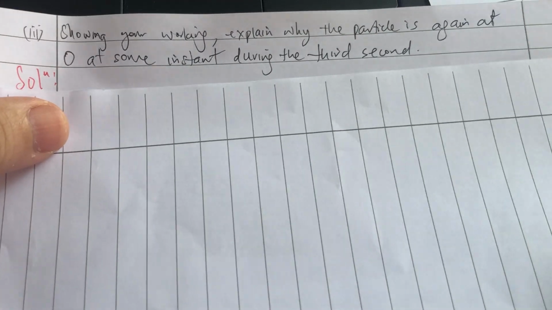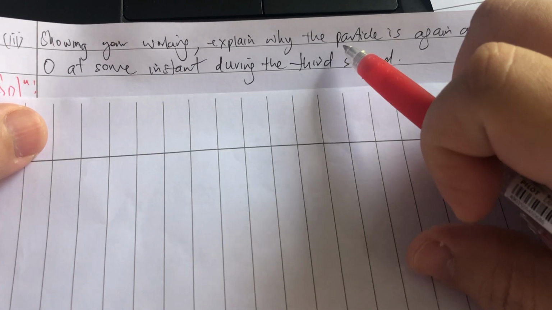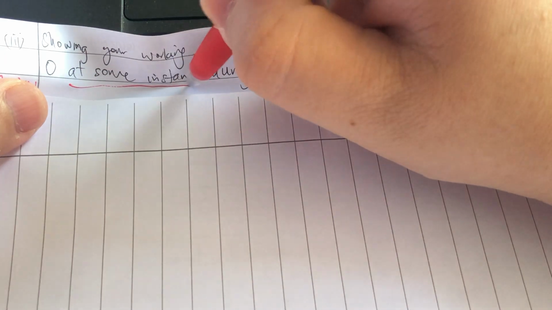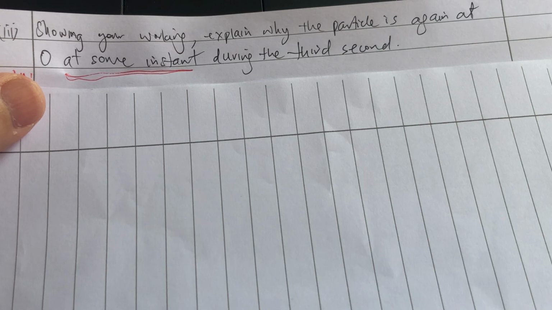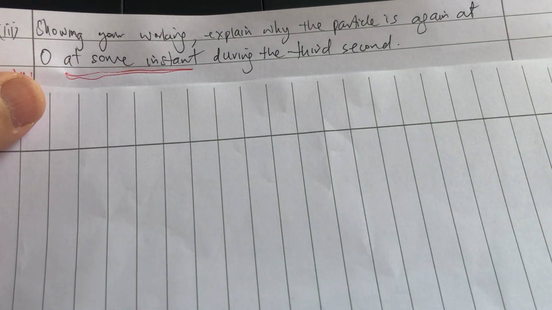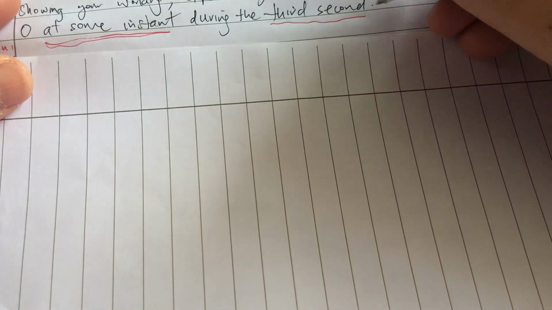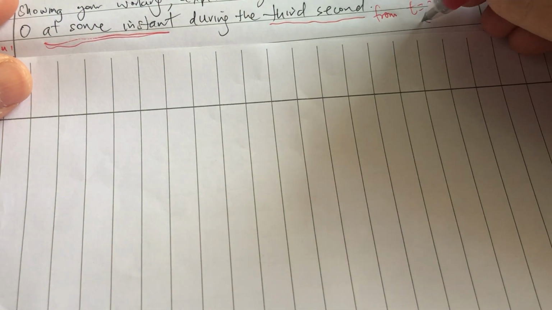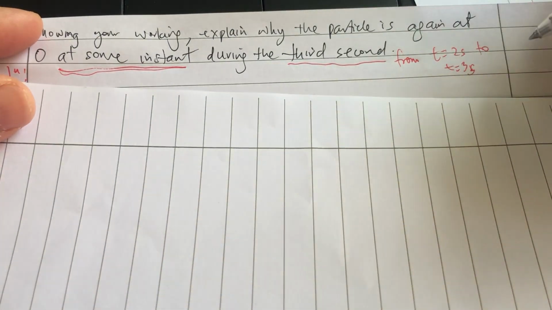Okay, so this is a question where it tests you on English a little bit. Showing your working, explain why the particle is again at O at some instant. They didn't tell you when; at some instant means at some time during the 3rd second. Now what is the meaning of the 3rd second? We have explained this before. 3rd second means from t equals 2 seconds to t equals 3 seconds. This is the meaning of the 3rd second.